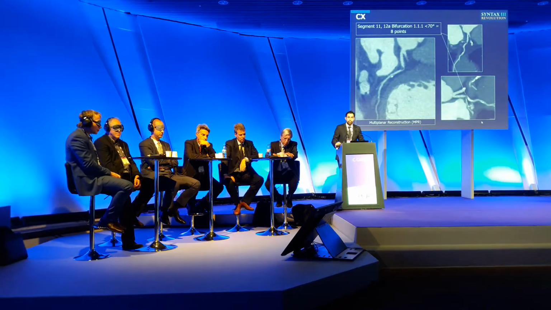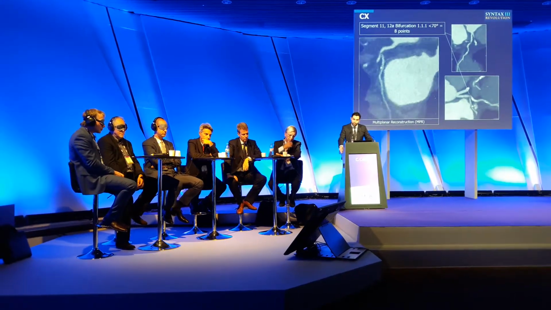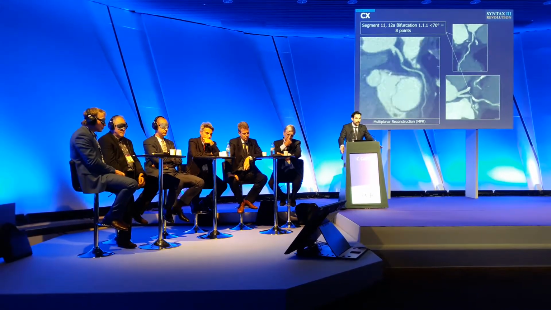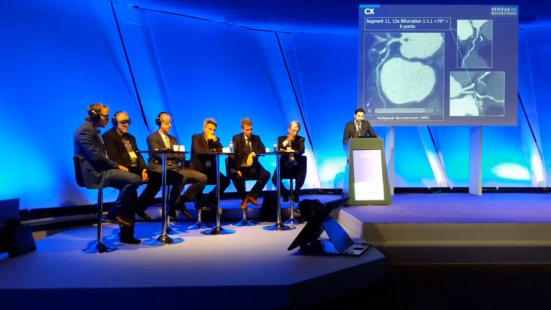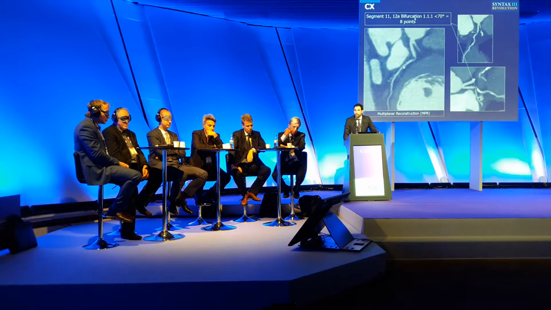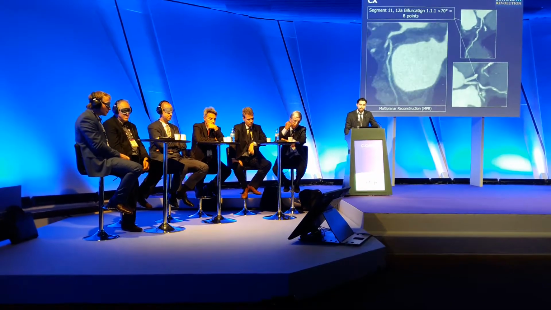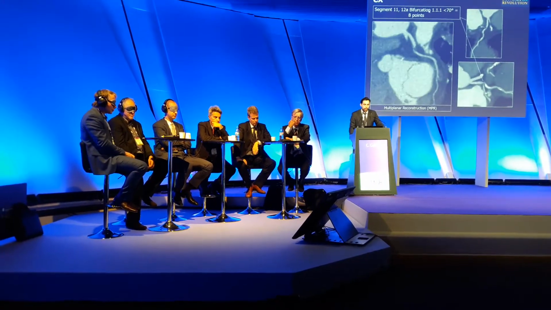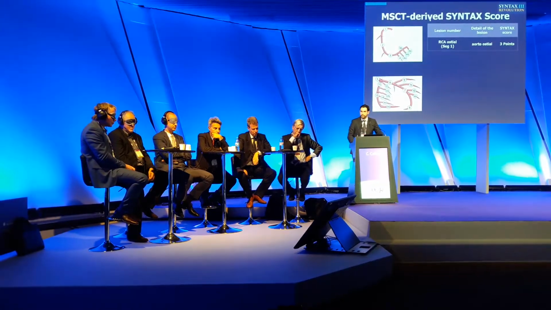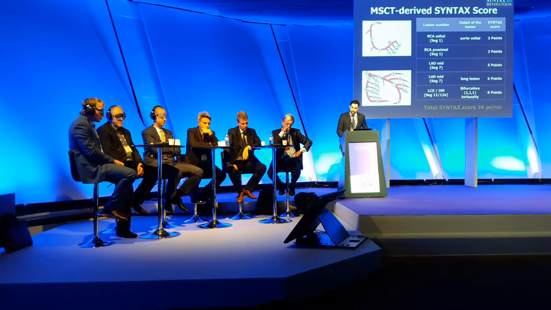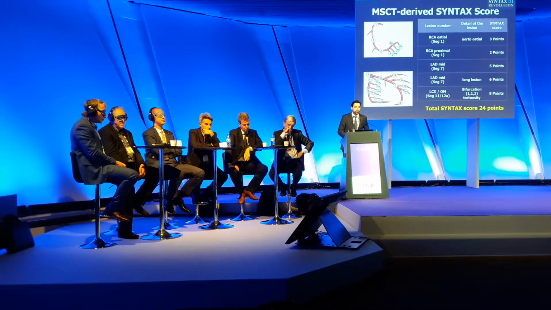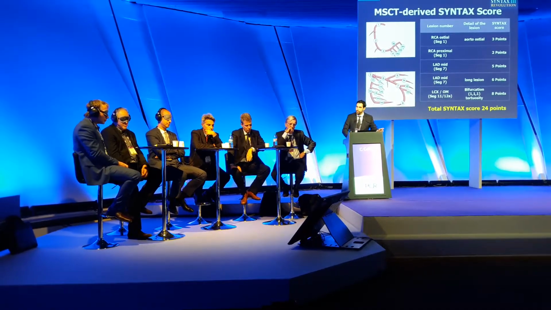If we move on to the circumflex, we're going to see there is a severe lesion at the bifurcation of the first obtuse marginal and the circumflex, which is very clear in this MPR image. It was scored in the SYNTAX score as a bifurcation Medina class 1,1,1 for an additional 8 points. If we recapitulate all the points that were scored in the SYNTAX score, we came up with a total of 24 points for the anatomical SYNTAX score of this patient.